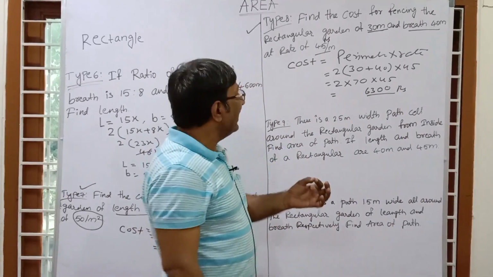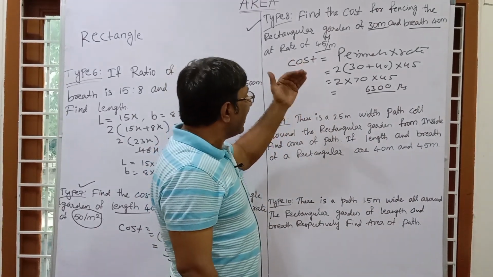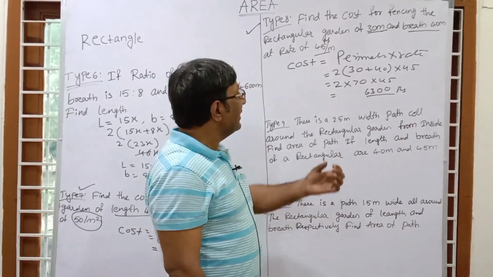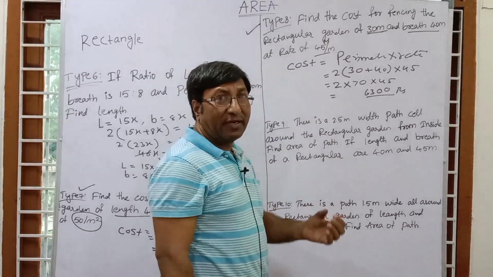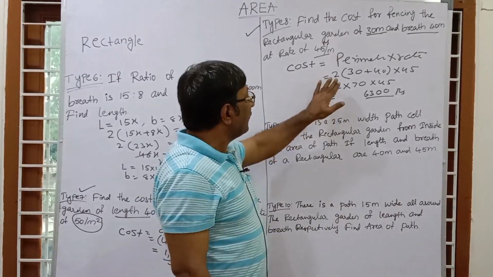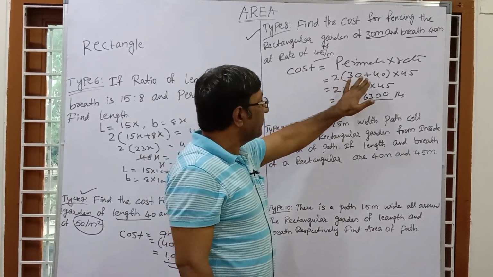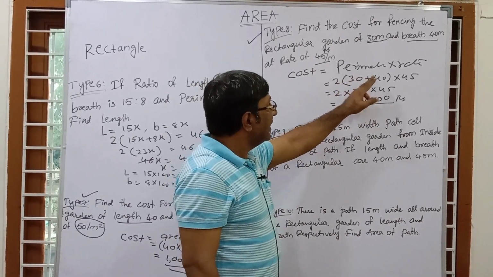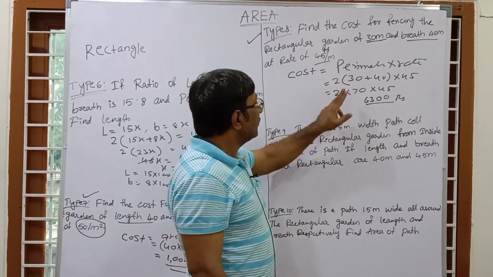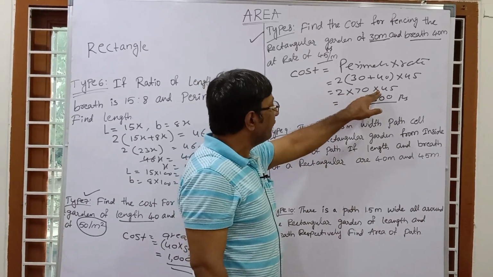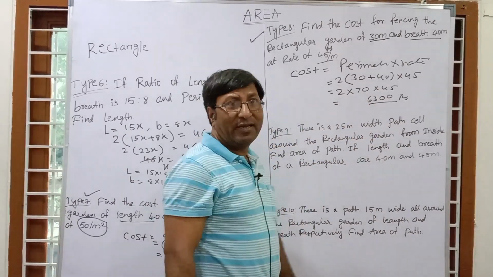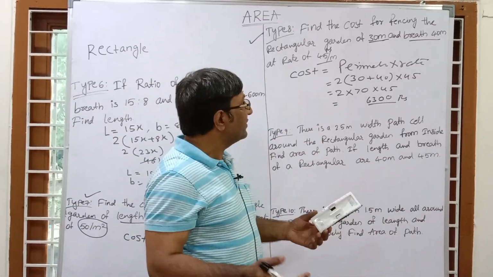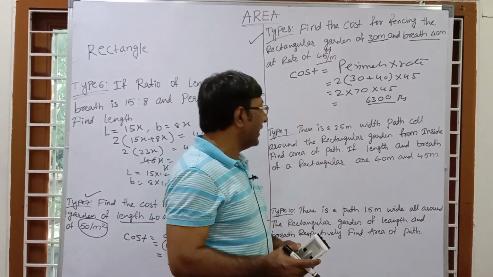So what is the simple technique? When the question asks you to find the cost of fencing the garden, then you have to find perimeter into the rate. Perimeter of a rectangular garden is 2 into length plus breadth. So use 2 into 30 plus 40, rate is given 45. So 2 into 70 into 45. Our correct answer is 6300 rupees. We can solve this type of question in a second, we only have to multiply the numbers.